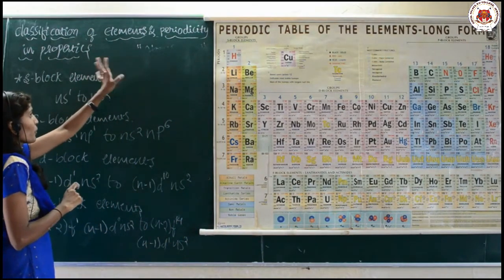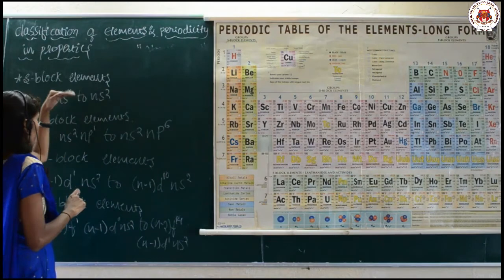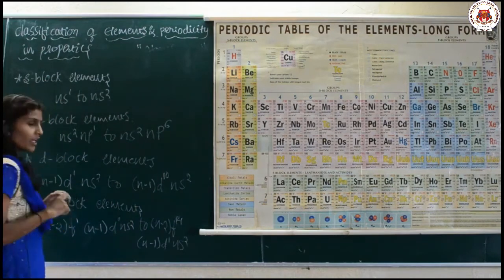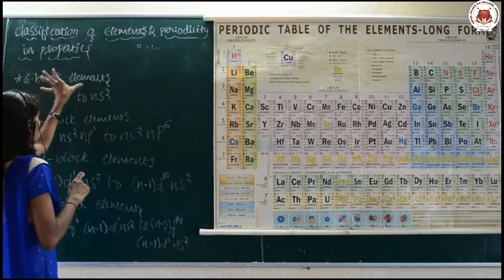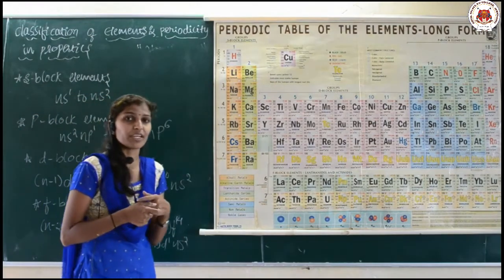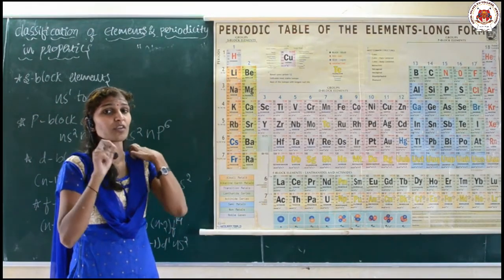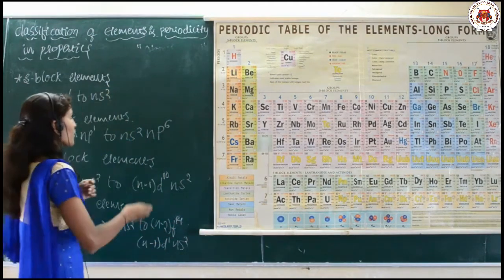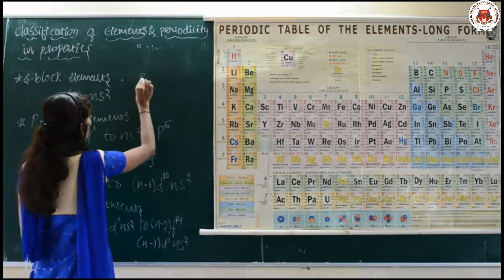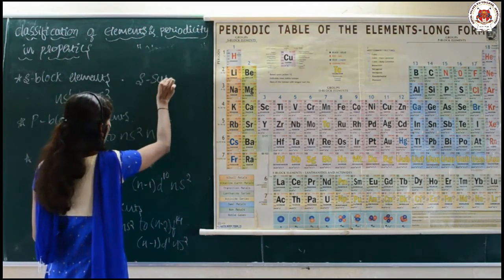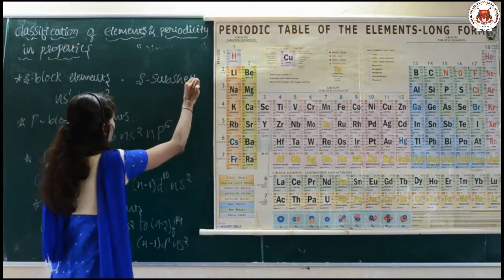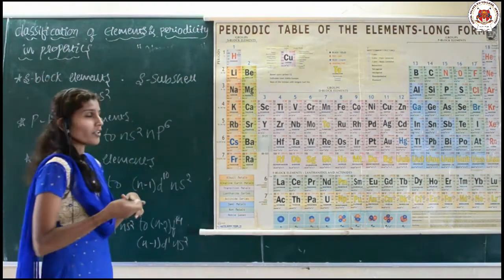So let us come to the periodic table, which is classified into 4 blocks: S, P, D, F. What are S block elements? What do you mean by S block elements? The elements in which the last electron enters into the S subshell.